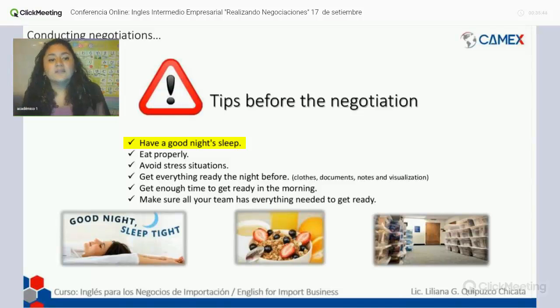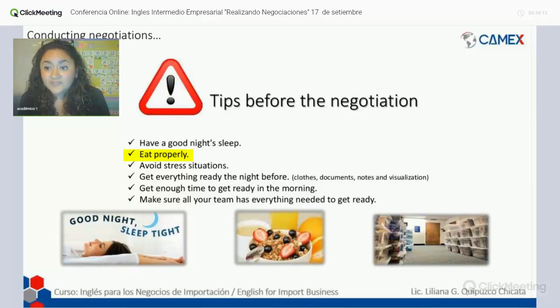Okay? Then, what is another tip? Another tip is to eat properly. Why do I say this? Because sometimes when we have a negotiation, to me, I'm going to answer you once I finish this first part. So eat properly. What do I mean by this?